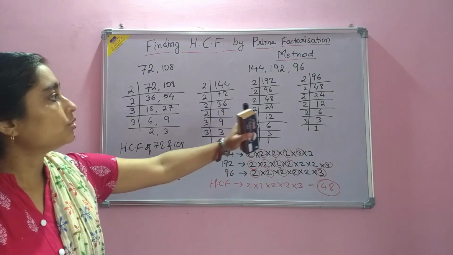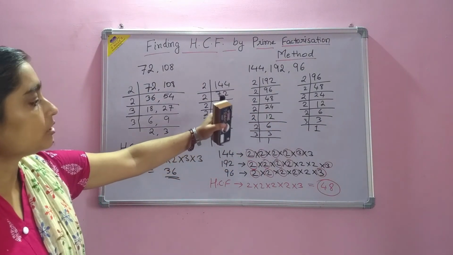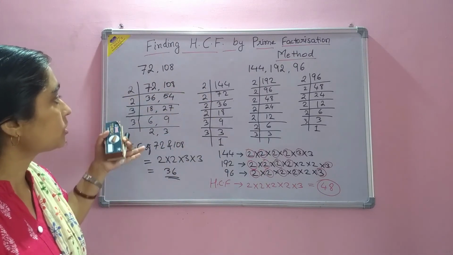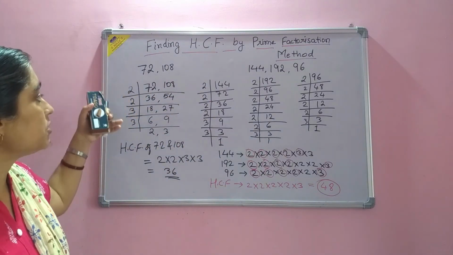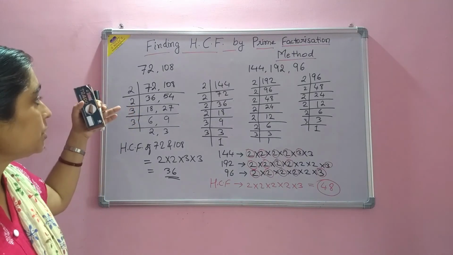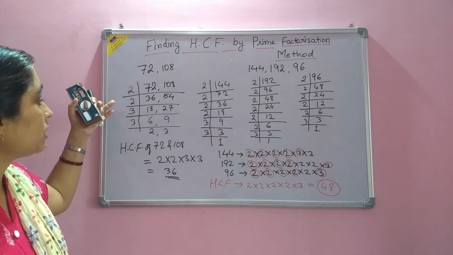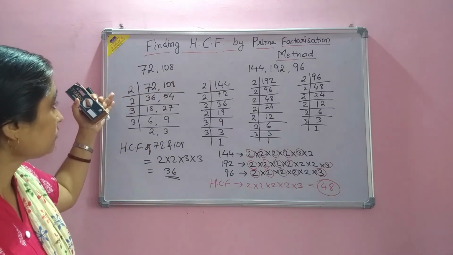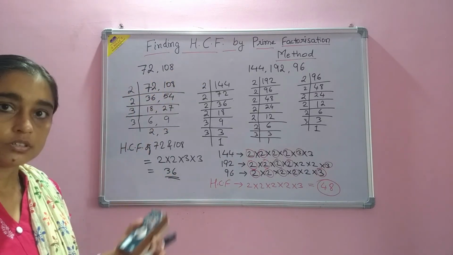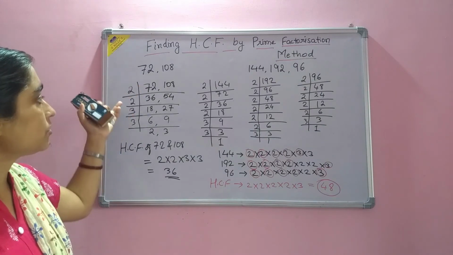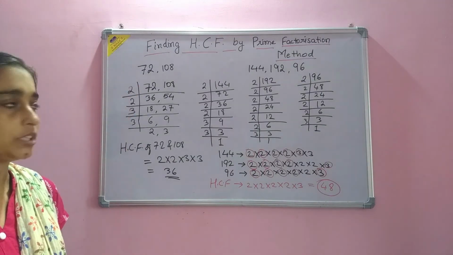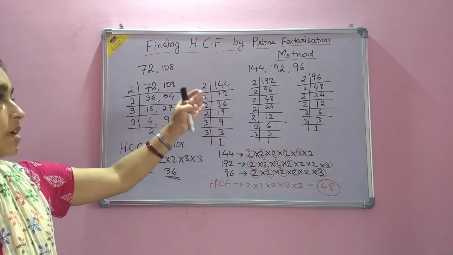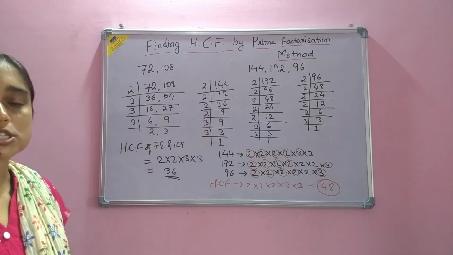Now you can do all this prime factorization method of finding HCF by this short process also. This is the repeated division method. By this repeated division method we can also find out the prime factorization of numbers, and find the HCF. This is also one method. You better do the process you like.